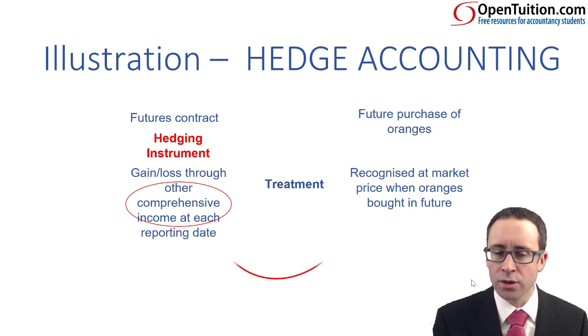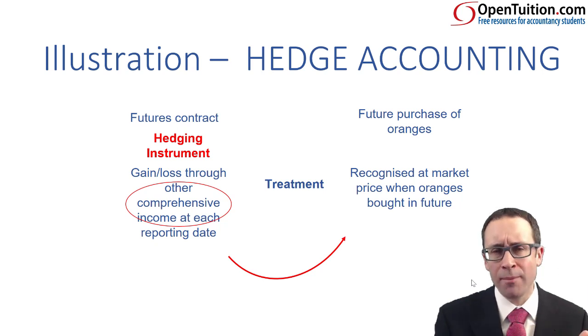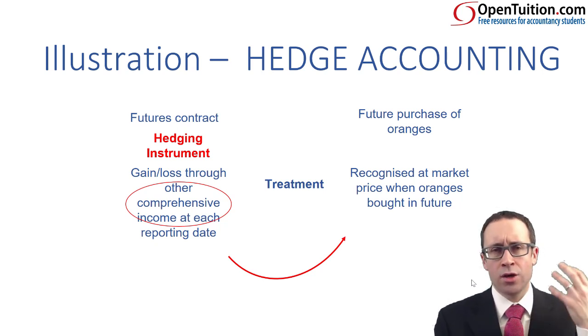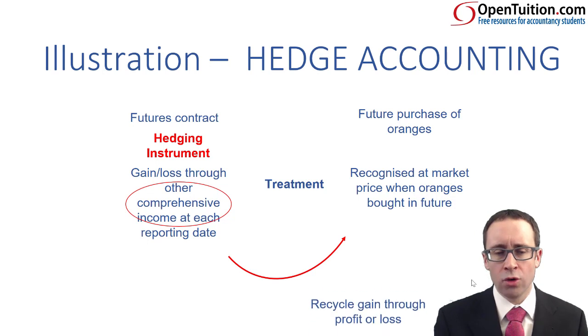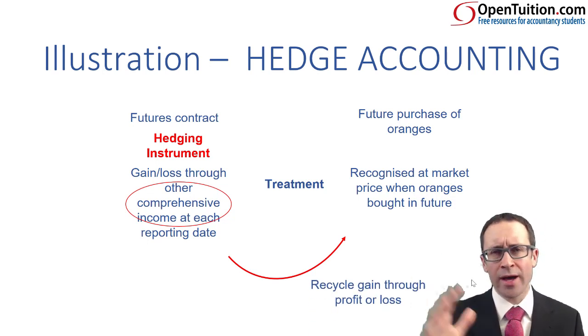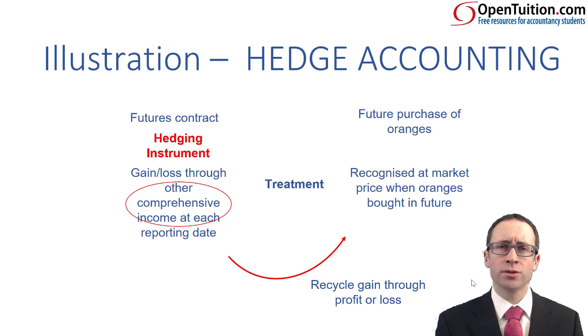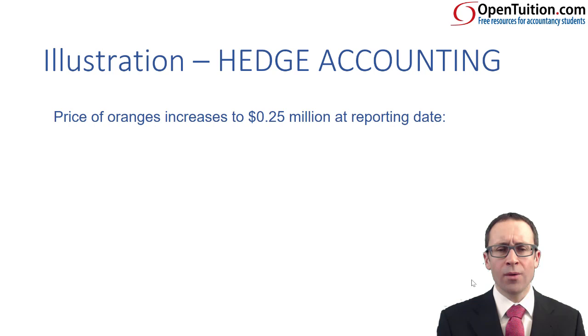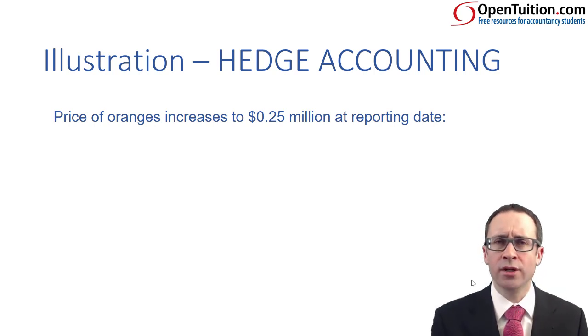Okay, they are the rules of hedge accounting. And then what happens is that we take that cumulative gain or loss that's stored within OCI, and then when we buy the oranges, we recycle that gain through profit or loss. Okay, excellent. So let's advance our illustration on.